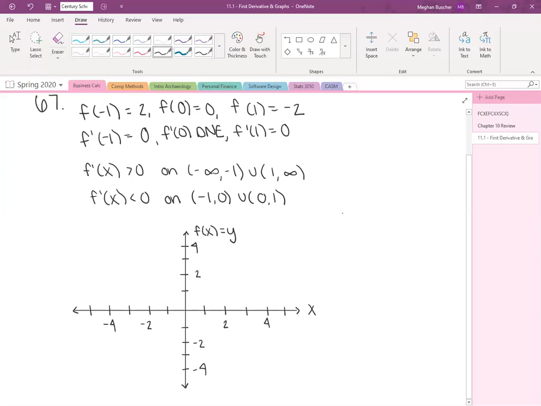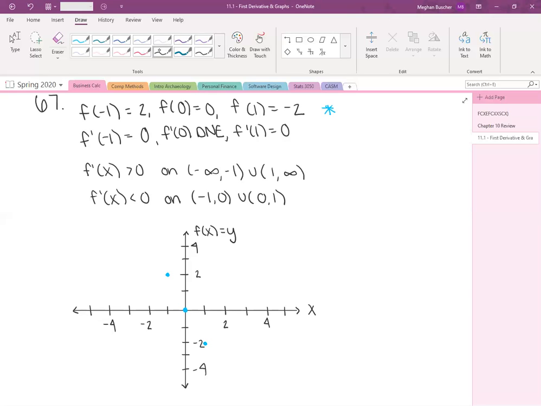So first and foremost, our points are most important. So we're going to plot our points first. We're going to go over to -1 and up 2, and we're going to plot that point first. And then 0, 0, that's just right here. And then 1, -2. That's what we always want to do first, is just plot our points.